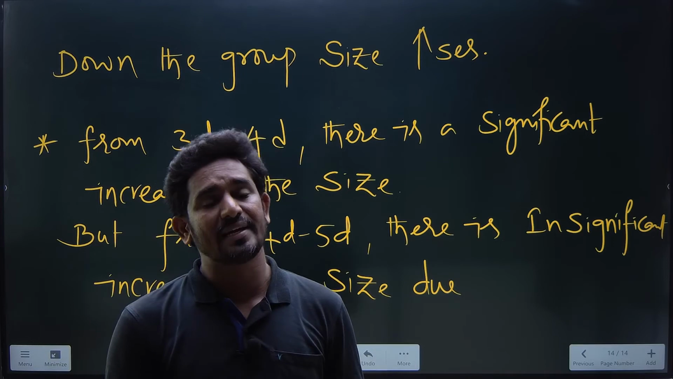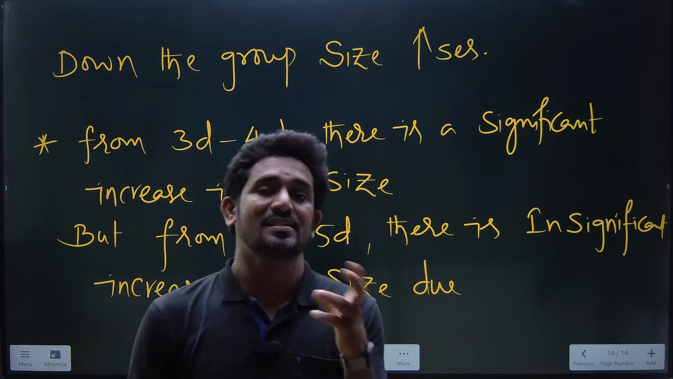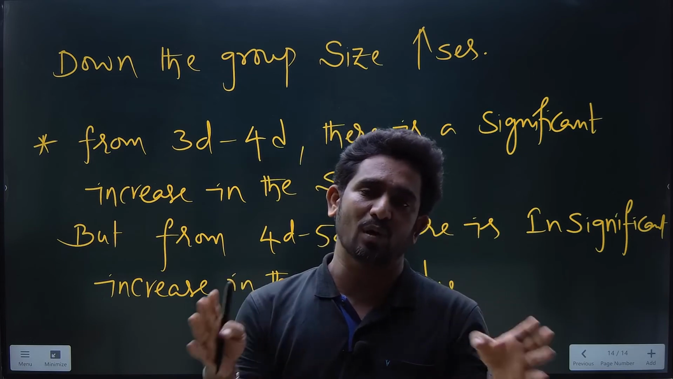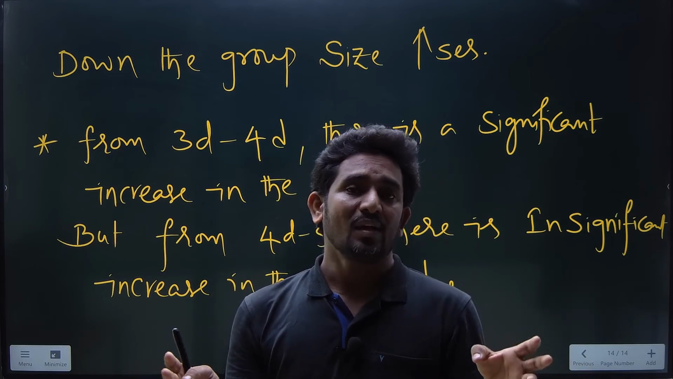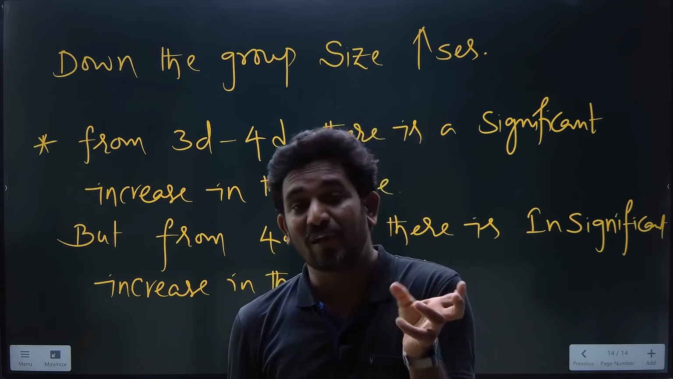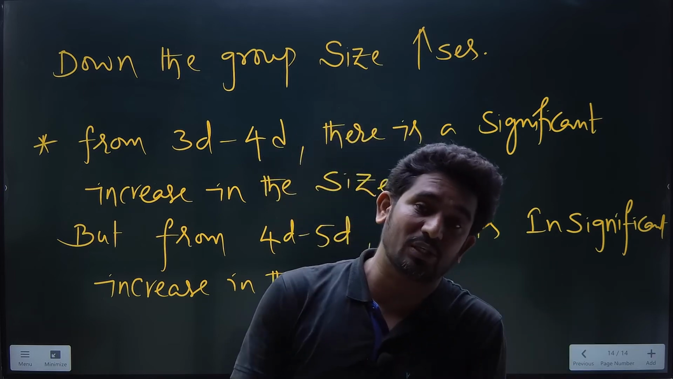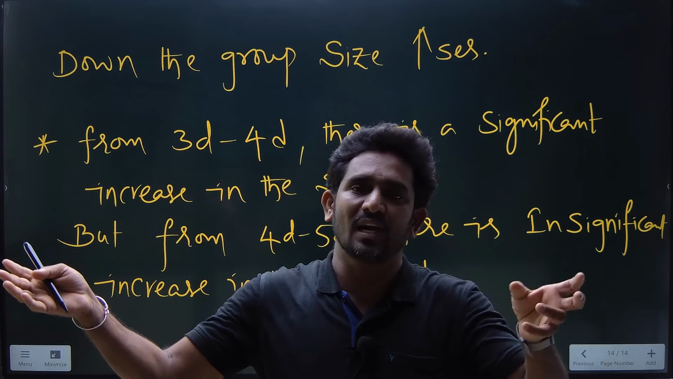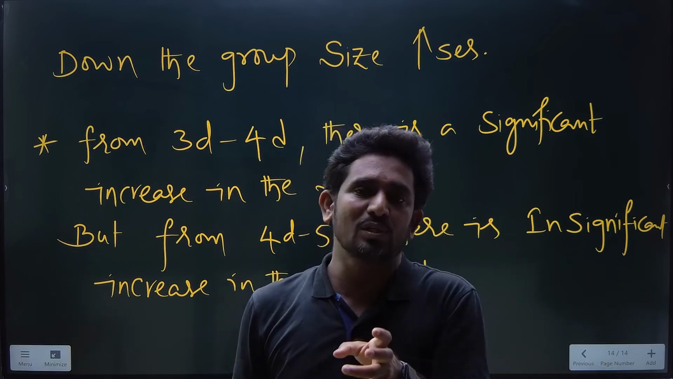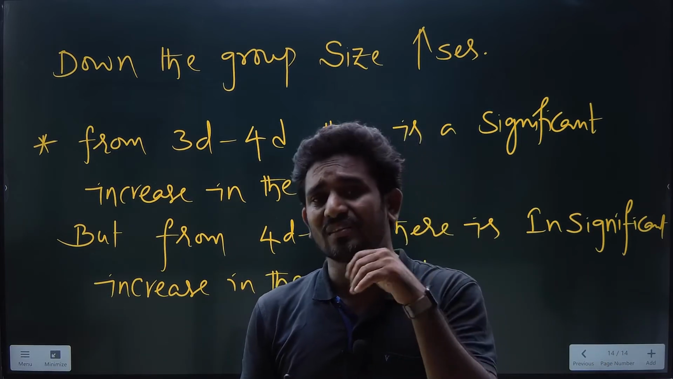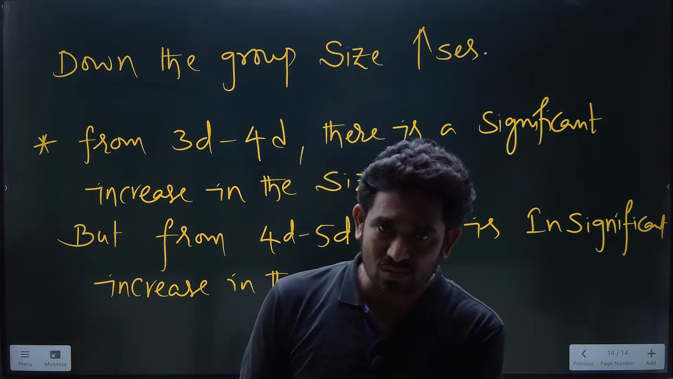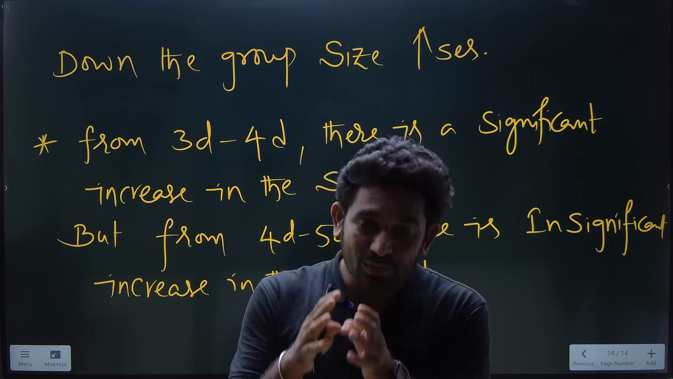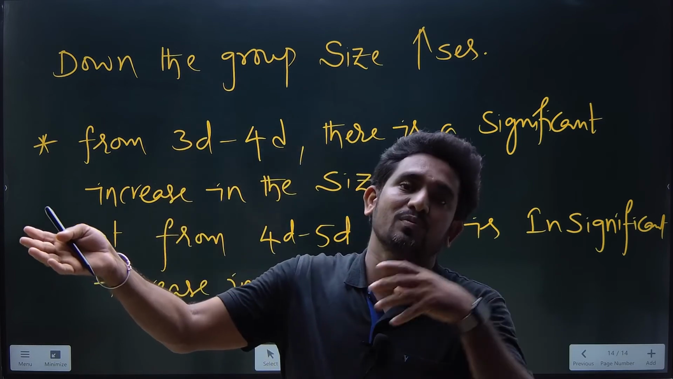ठीक है, there is a sudden decrease in the size due to poor shielding by F orbitals. ठीक है, अभी these F electrons do not protect the outer electrons from the nucleus. Yesterday I told you already. So due to this poor shielding, F orbitals do not protect the outer electrons from the nucleus.